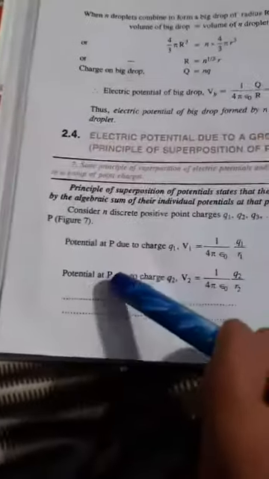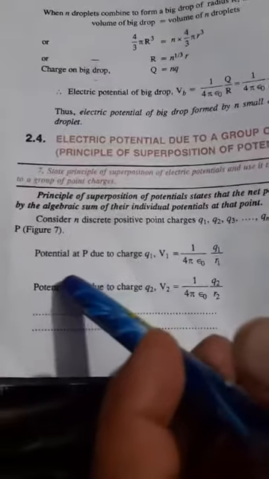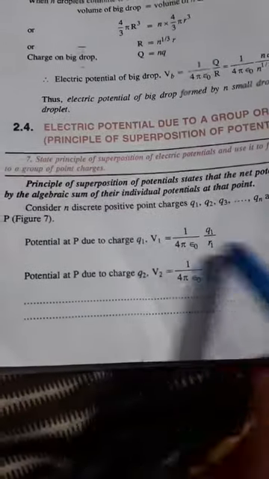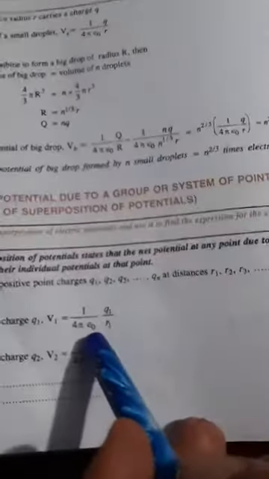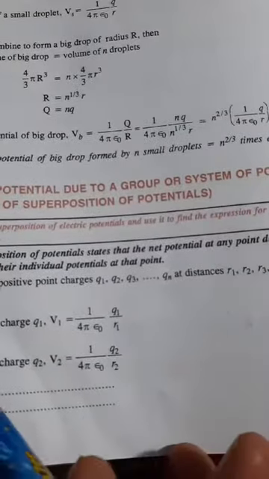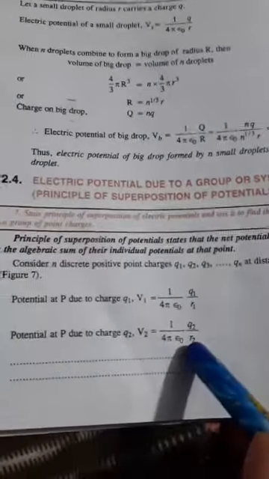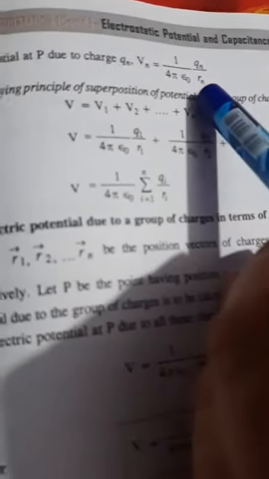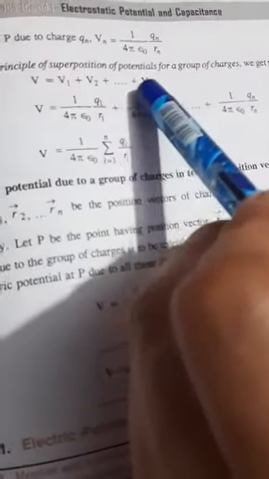You have done this kind of articles. These are very easy. Potential at point P due to charge Q1, its formula is 1 by 4 pi epsilon naught Q1 upon R1. For charge Q2, Q2 upon R2, other things remain the same, and so on. The potential at point P due to the charge Qn is 1 by 4 pi epsilon naught Qn upon Rn. If you apply the principle of superposition of potential, then V1 plus V2 plus V3 plus Vn is equal to the total V, total potential.